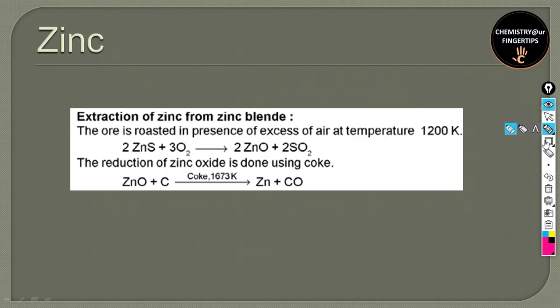Then you have extraction of zinc from zinc blende, roasted in the presence of air at 1200 degrees, and then reduction is done using coke. Pretty much simple. I think that's it. The short revision session is now over.